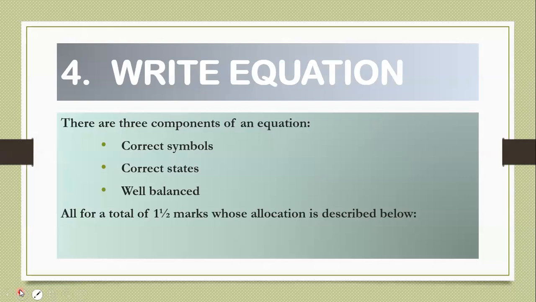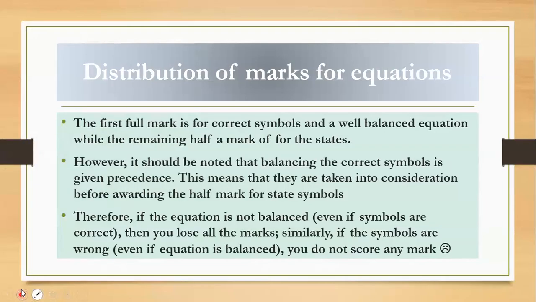And I'm going to explain something about that 1.5 marks. You may quarrel with your teacher about misallocation of your marks, and yet the problem is with your answer. So on our next slide, I explain the distribution of the 1.5 marks. The first full mark, that is a whole mark, it cannot be broken up. And it is for a well-balanced equation with the right symbols. Your reactants and your products have the right symbols, which are correct, written very well, taking into consideration those a bit tricky elements like iron.